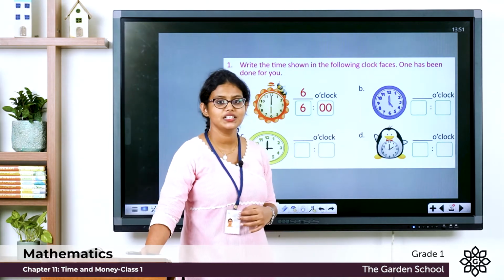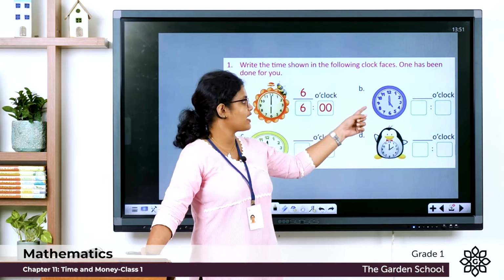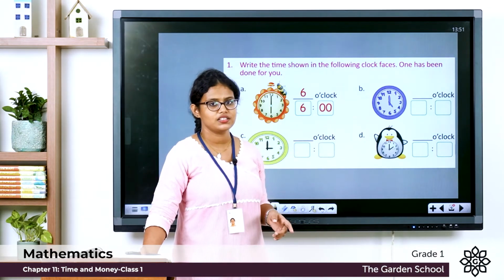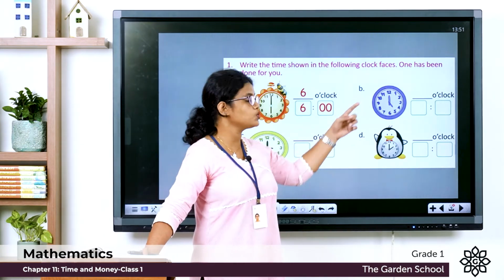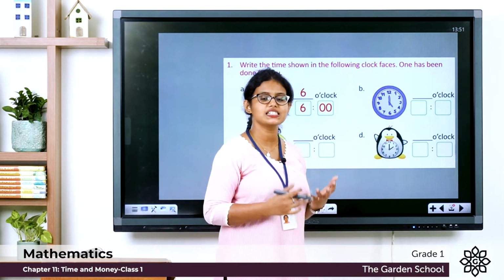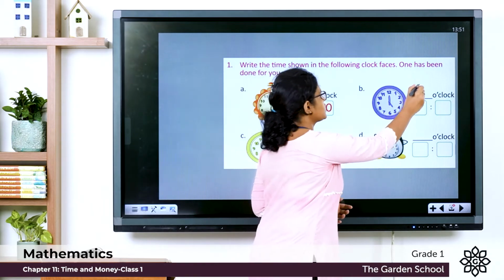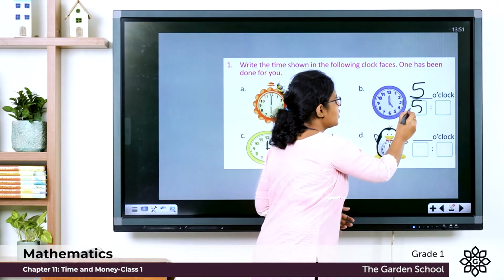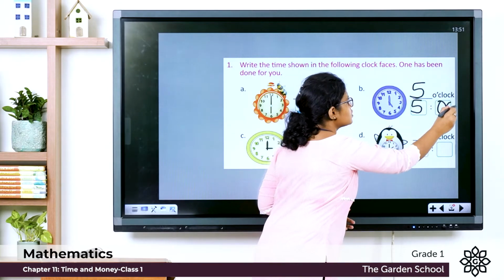Here, where is the hour hand? The hour hand points to 5. And where is the minute hand? It points exactly to 12. So what time is it? It is 5 o'clock. So let's write here 5. Here also 5 colon 0 0.